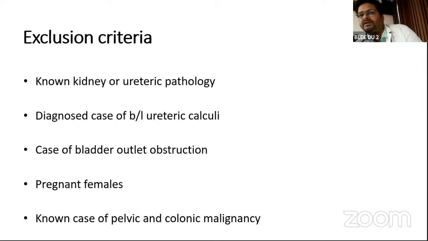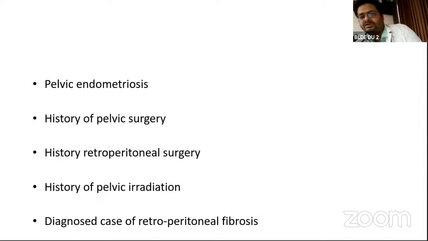its weight on the ureter, thereby causing dilatation of the ureter, which is physiological, and any diagnosed or known case of pelvic or colonic malignancy. Apart from that, pelvic endometriosis, history of any pelvic surgery predisposing to fibrotic healing, history of any retroperitoneal surgery, retroperitoneal fibrosis, or patients who have received pelvic irradiation were also excluded from our study.